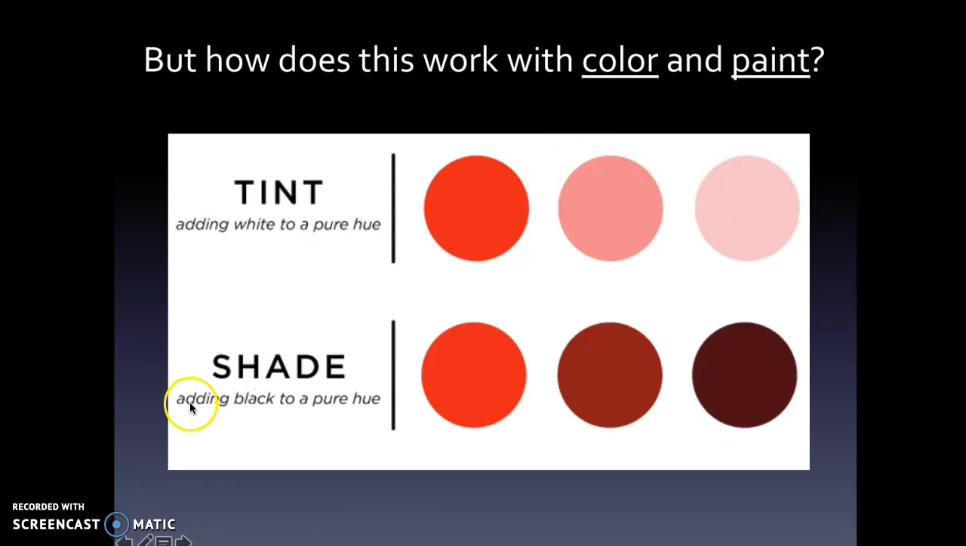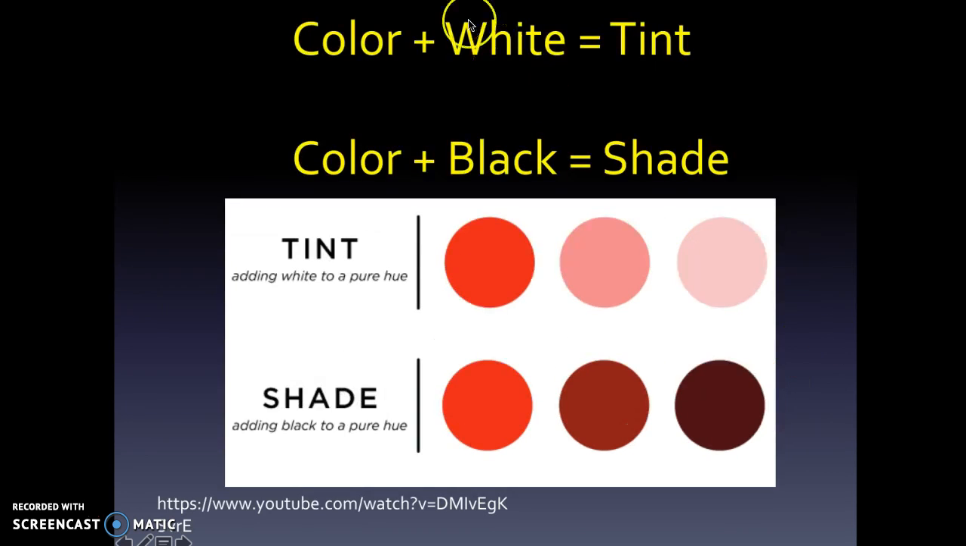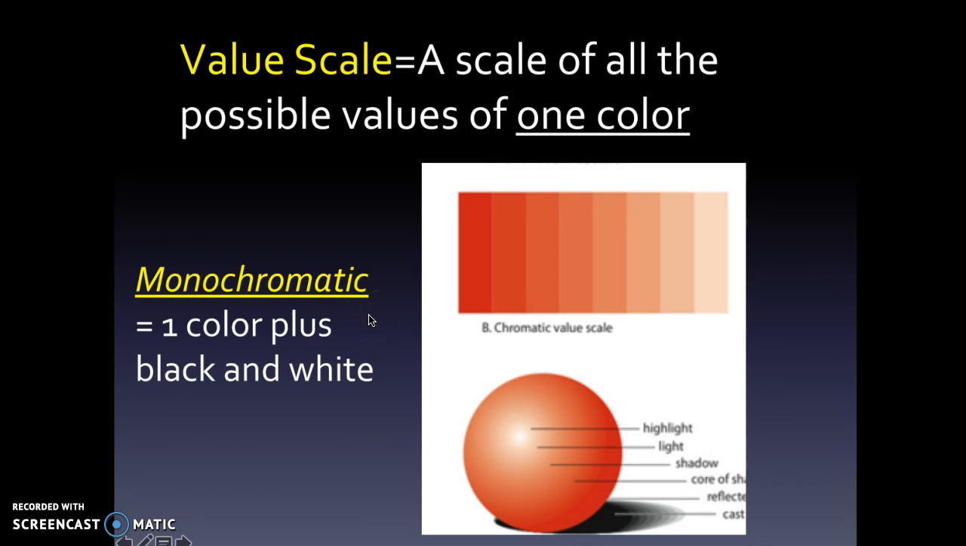Shade is just the opposite. It means adding black to a color. So if I take my same red and I start to add a little bit of black and a little bit more black, it's going to create some dark shades of red, some dark values of red. So color plus white equals tint, color plus black equals shade.